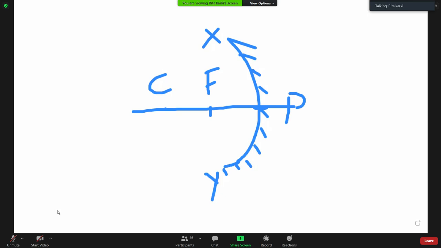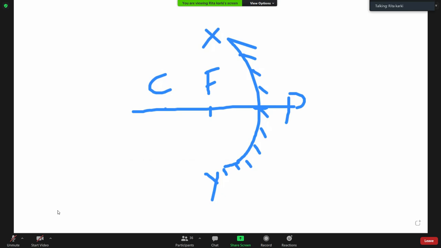The object may be beyond the center of curvature, or beyond the principal focus, or at any other point. Depending upon the distance between the concave mirror and the object that we have placed, different images will be formed by the concave mirror. Here in your book, you can see that object AB is placed beyond the center of curvature.